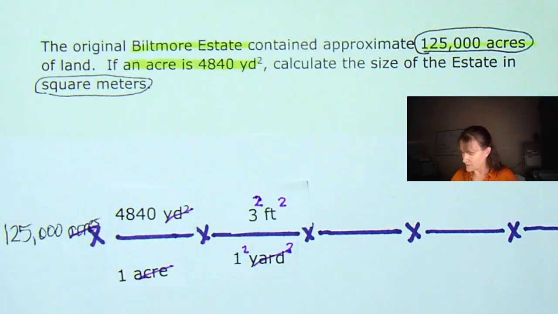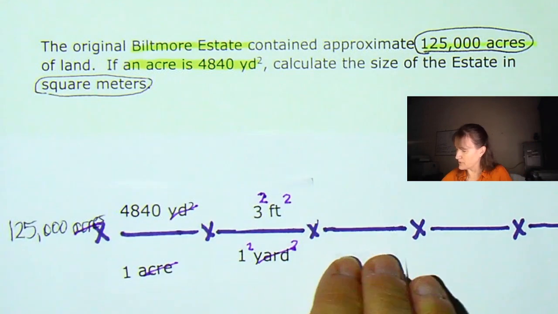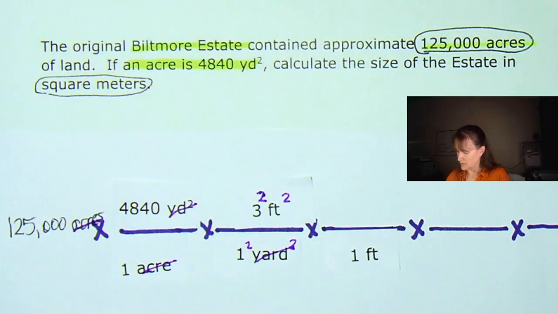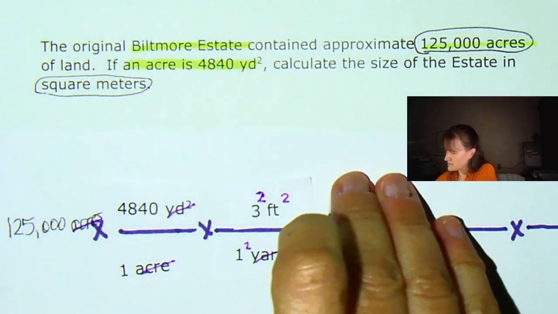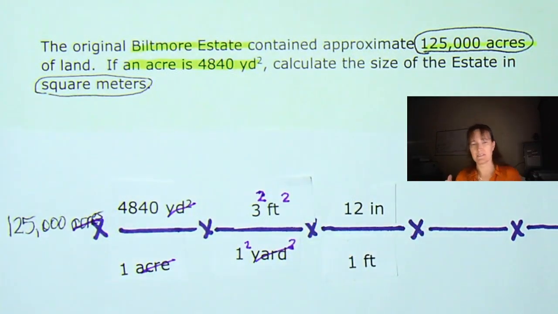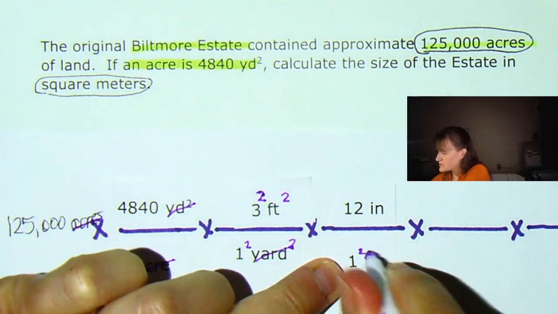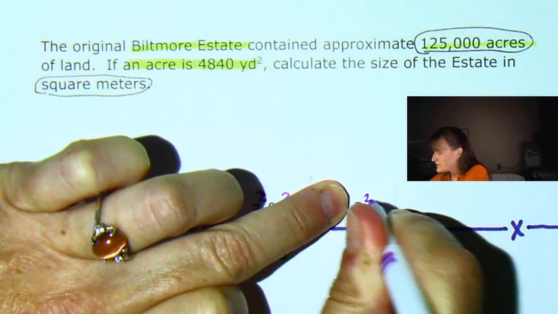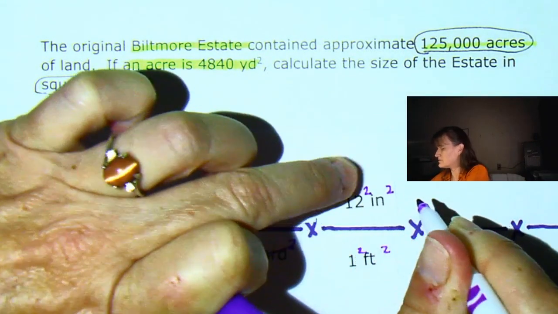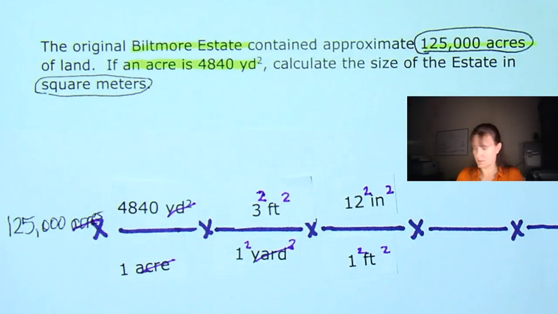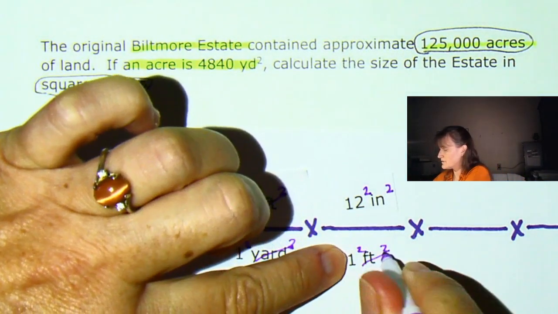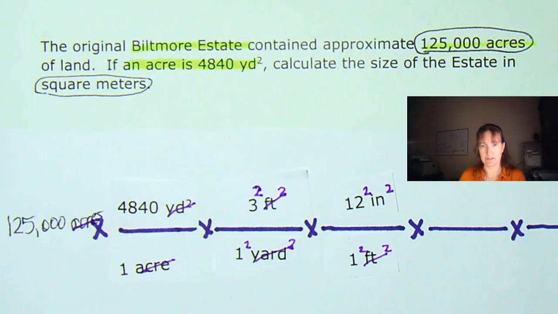So then we have feet squared, and so we're going to use the equality that has feet and convert that to inches. But that is not squared, and so just like the previous equality, we have to square our equality to make it be an area instead of one-dimensional. This will cancel out feet squared, and it'll give us inches squared.